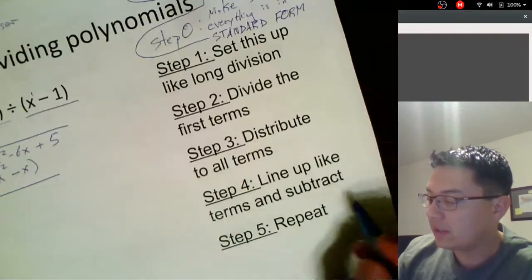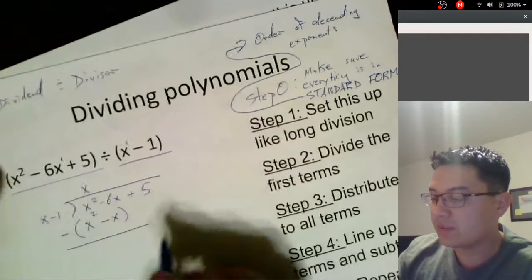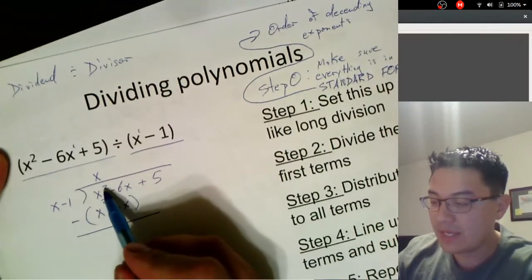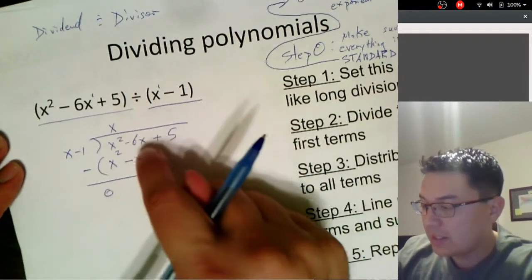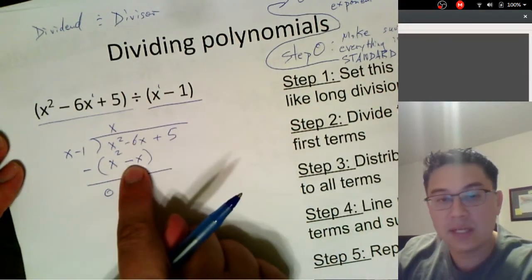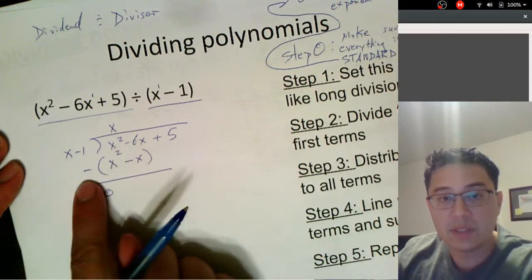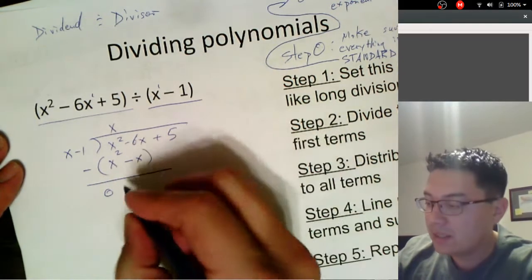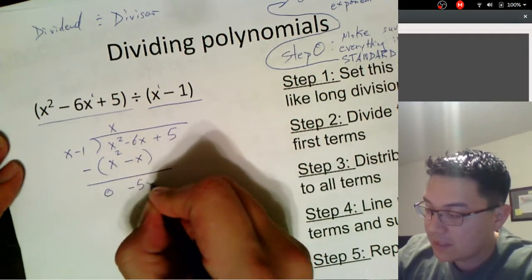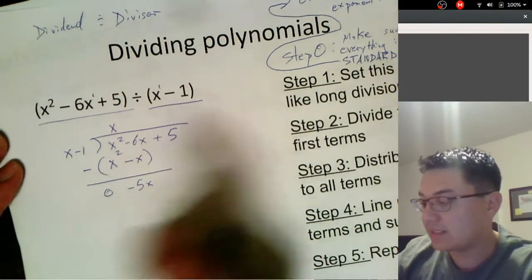And now we're going to line up like terms, and we're going to subtract. So x squared minus x squared is 0. Negative 6x, a negative times a negative is a positive, so this is really plus x on this line. So negative 6x plus x is negative 5x. Okay, that's the end of that.